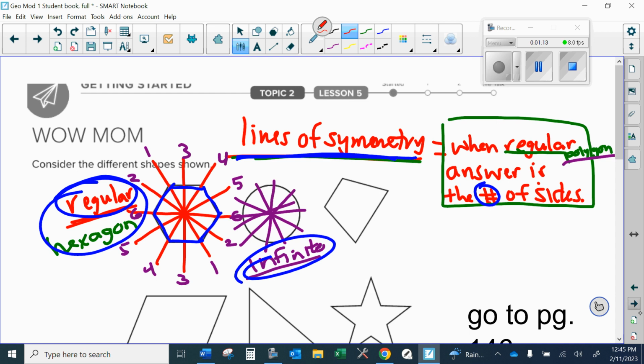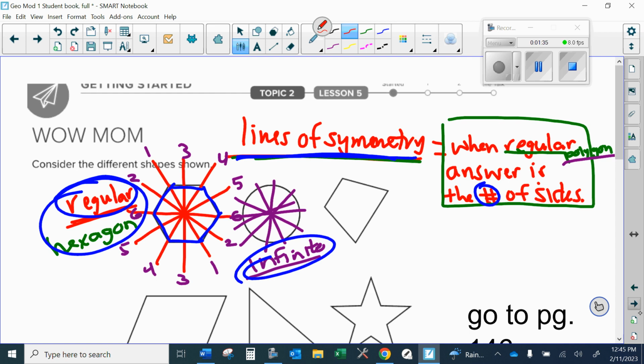Lines of symmetry. A line of symmetry splits it in half, symmetrical. So it's going to ask you about lines of symmetry. Can I split an object somewhere down the middle? And that would be a line of symmetry where it reflects right back onto itself.